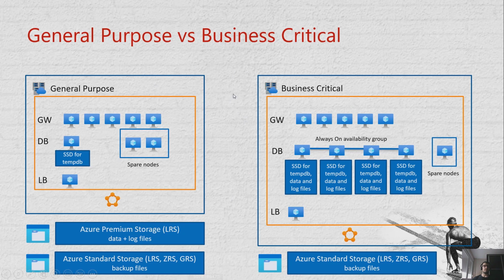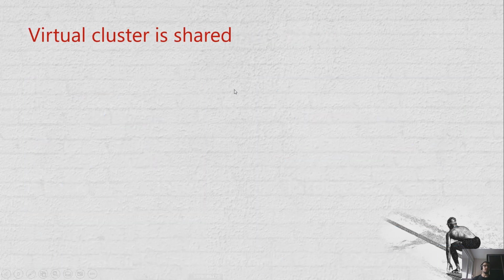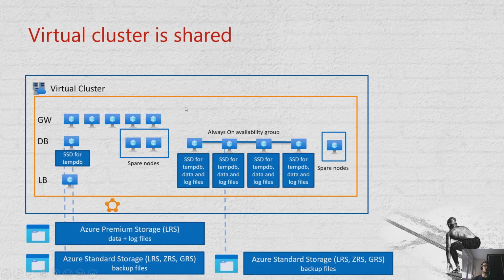But what may be confusing for this slide is that a virtual cluster is built per service tier. Well, this is not the case. Virtual cluster is shared. All nodes are part of the one virtual cluster. And one instance of GP, for example, is connected to the remote storage, one business critical with local storage, and both of them have their own backup storage files. So this is how the architecture looks under the hood.